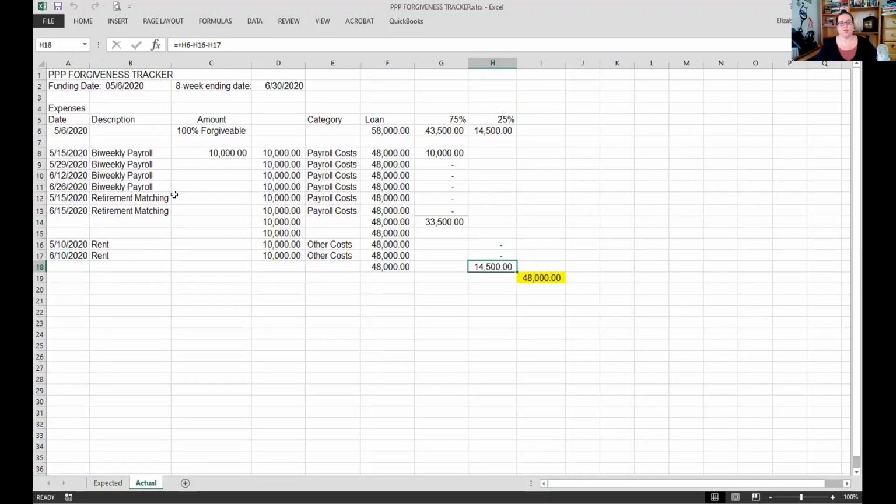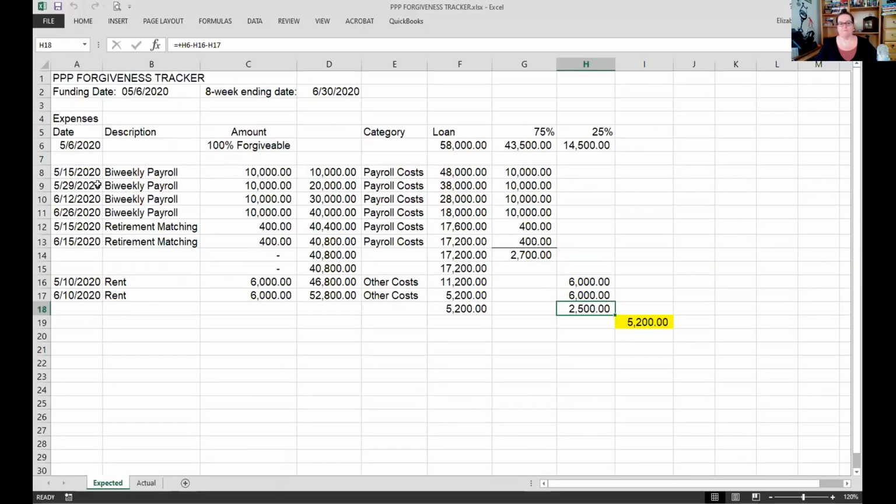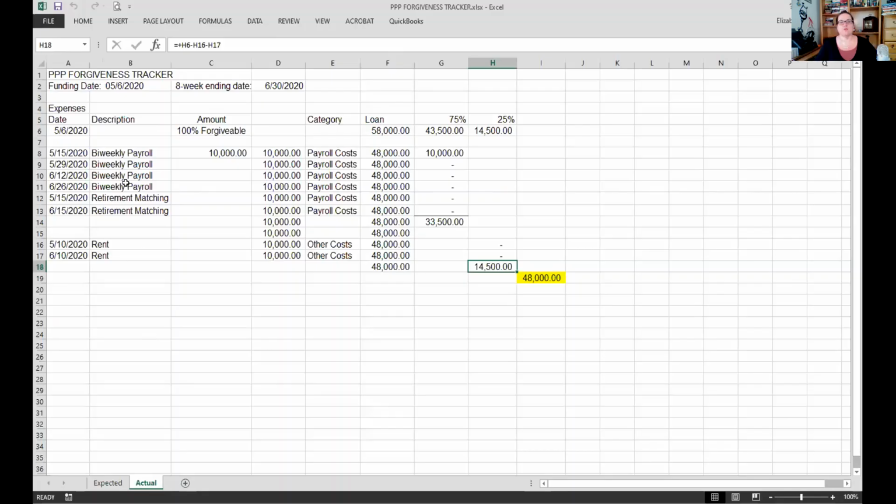And then on the actual tab, the first one is my expected, my forecast. This is what's actually happening. And what I would include on here, and I didn't yet, is what method I used to pay this. Did I pay this with a check? I would list a check number and what bank account it came out of. Same with my health insurance. Biweekly payroll, I would list the pay date.